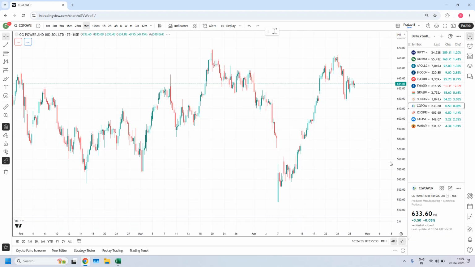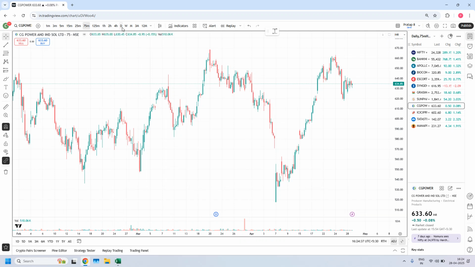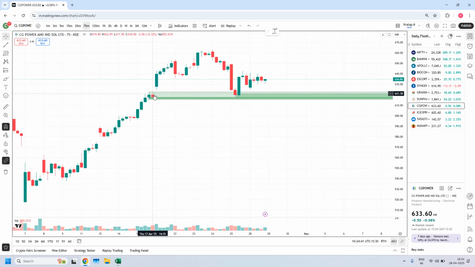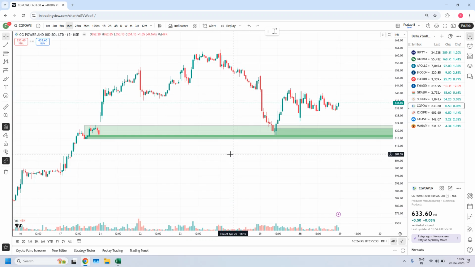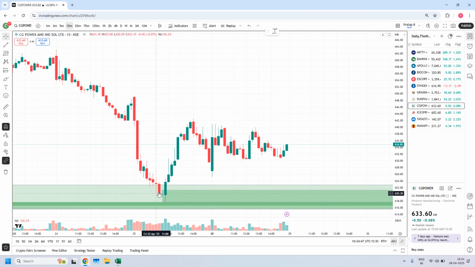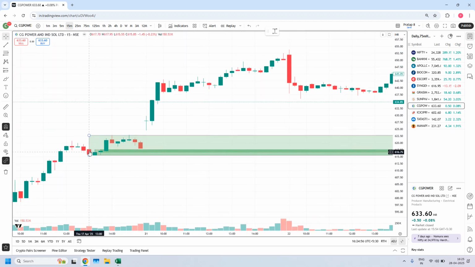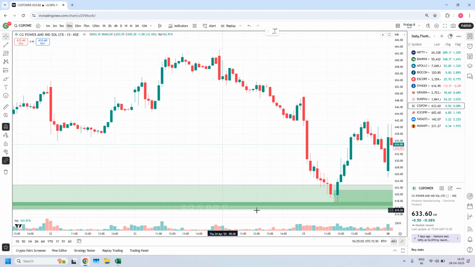Next one is CG Power. This is a 75 minute zone. Rally, two base candles and rally. This one is fine tuned with the 15 minute time frame. See here, you have a drop, base, rally, 15 minute zone, follow through candles. And here also you have a 15 minute zone. You have a drop, two base candles and a rally candle. So both these 15 minute zones are LOTL zones.